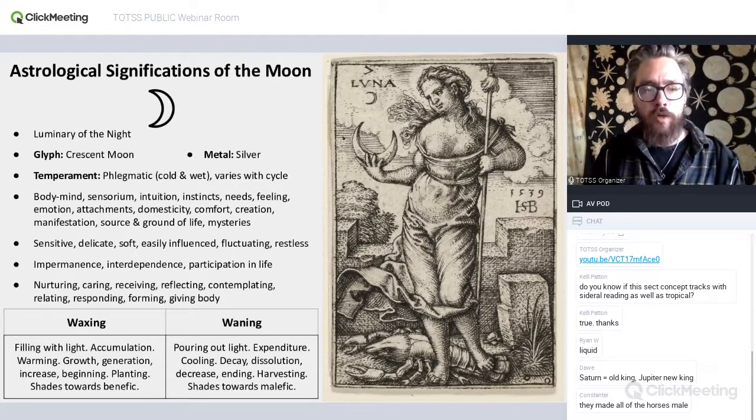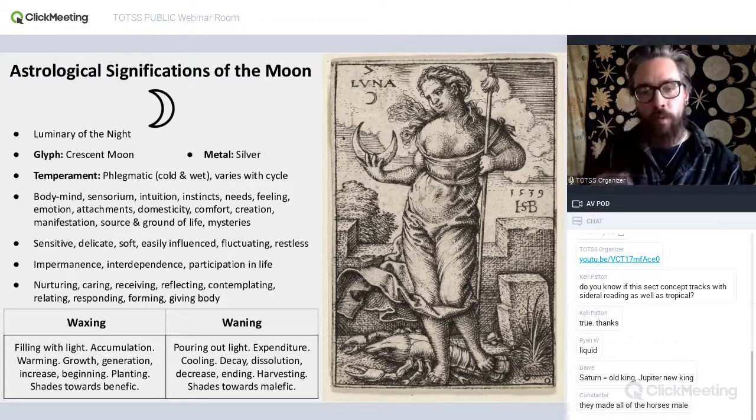Her temperament is generally phlegmatic, so cold and wet, but it varies with the cycle. At certain points in her cycle, she always tends towards the phlegmatic, but she can heat up or dry out at different places in her cycle.